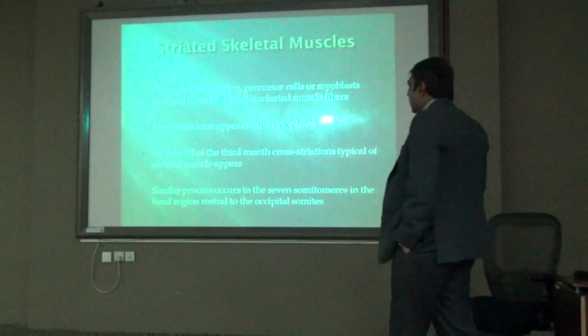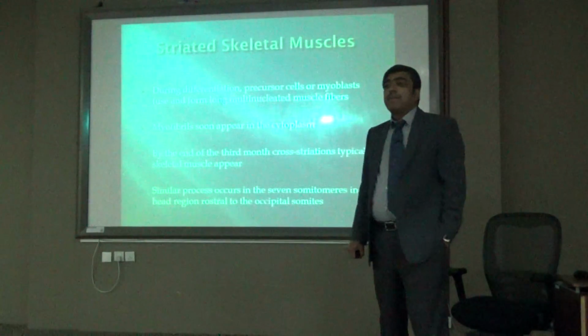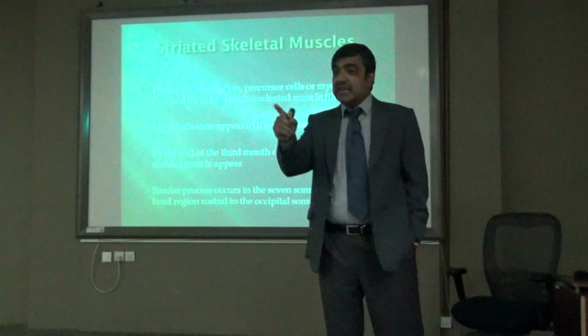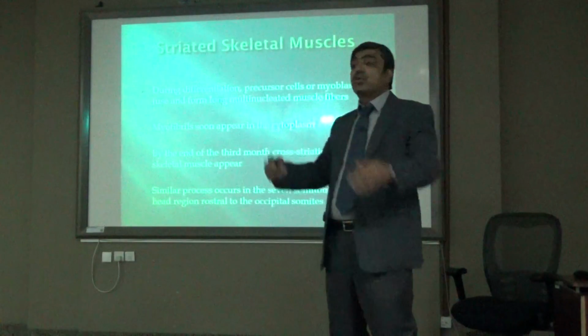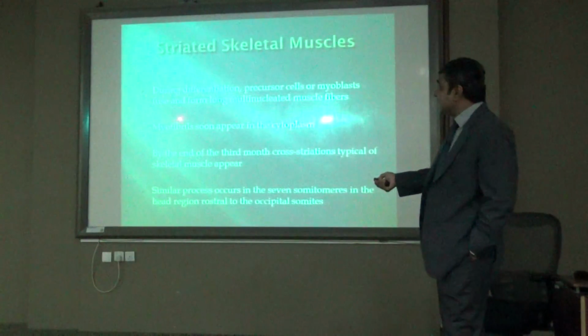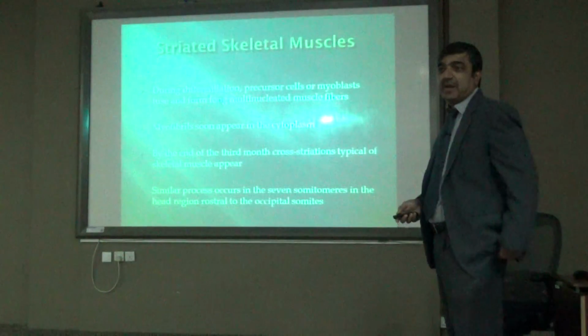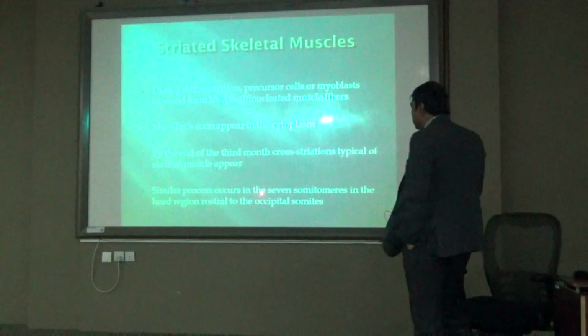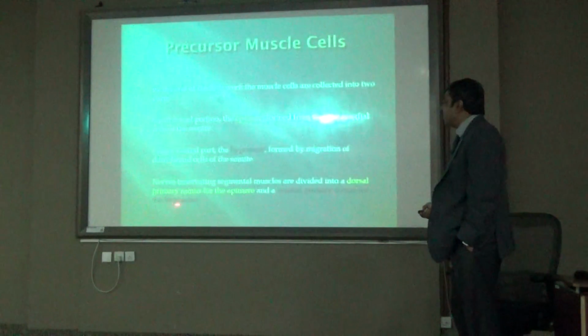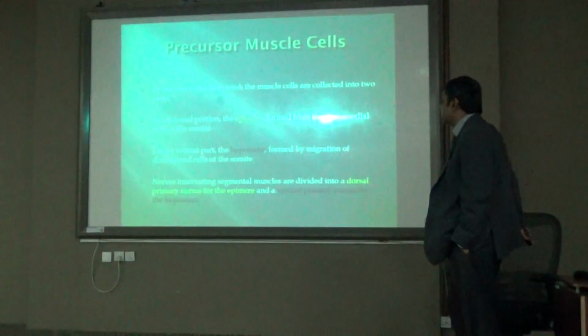That's being actin and myosin? Yes. Actin and myosin develop inside the cytoplasm. And this actin and myosin produce the myofibril pattern of the muscle fibers. Okay. A similar process occurs in the seven somatomeres in the, what is this?